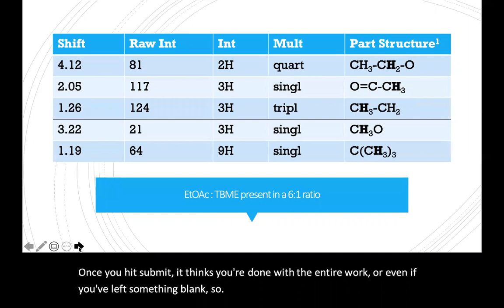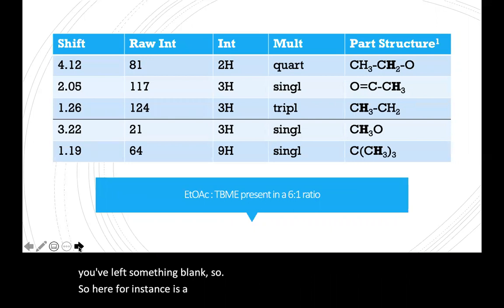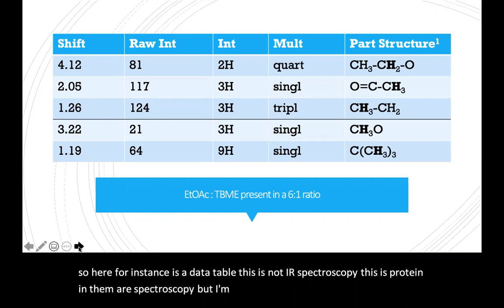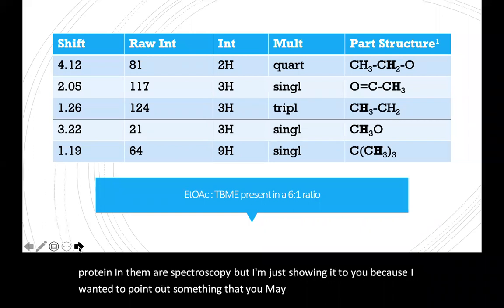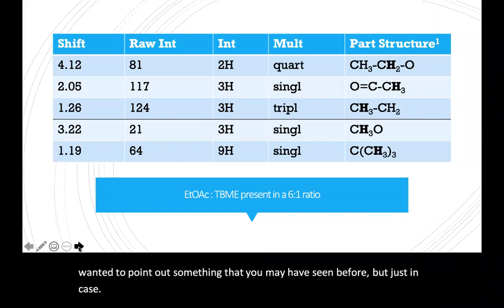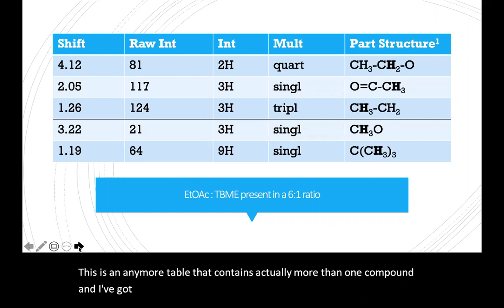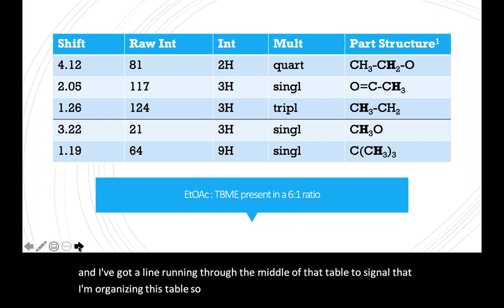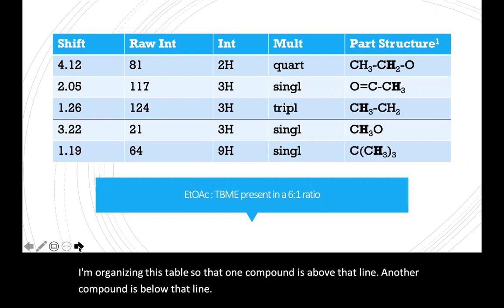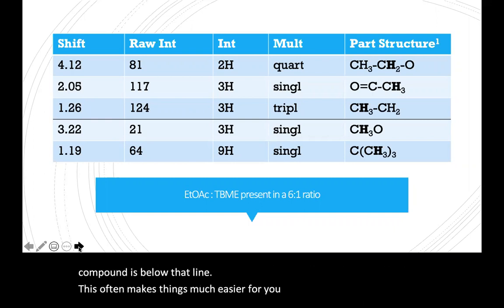So here, for instance, is a data table. This is not IR spectroscopy. This is proton NMR spectroscopy. But I'm just showing it to you because I wanted to point out something that you may have seen before, but just in case. This is an NMR table that contains actually more than one compound. And I've got a line running through the middle of that table to signal that I'm organizing this table so that one compound is above that line and another compound is below that line. This often makes things much easier for you to organize if you do it this way.